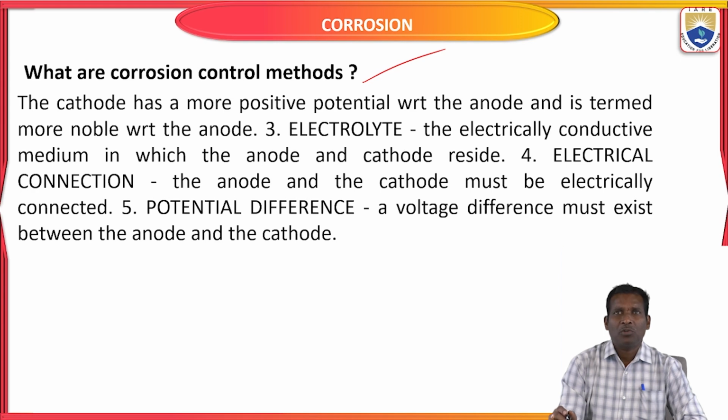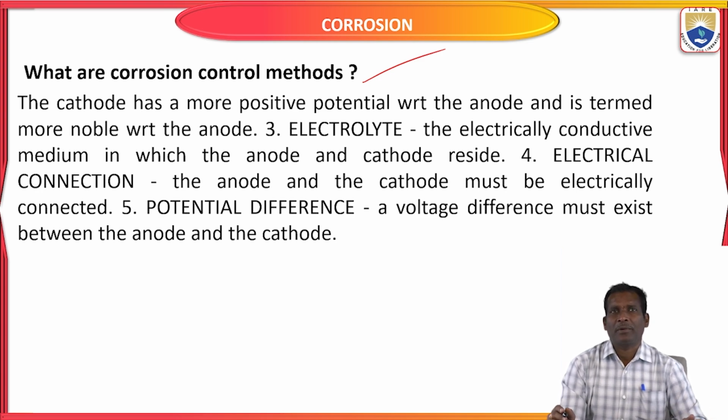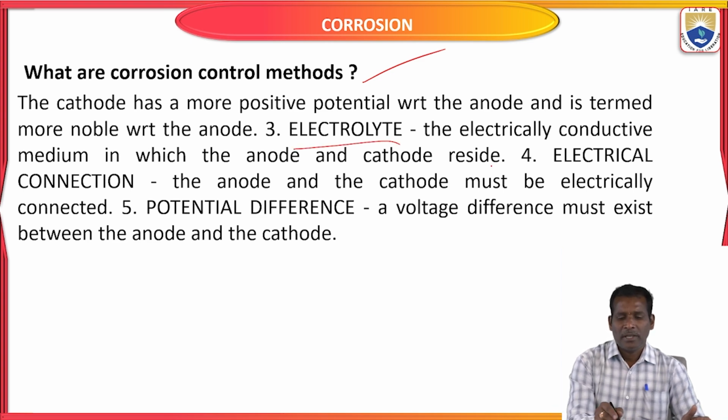The cathode has a more positive potential with respect to the anode and is termed more noble with respect to the anode. Electrolyte: the electrically conductive medium in which the anode and cathode reside. Next, electrical connection, electrolyte, electrical connection, and potential difference.